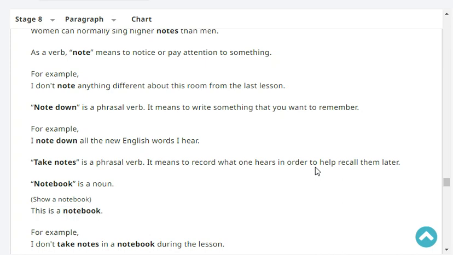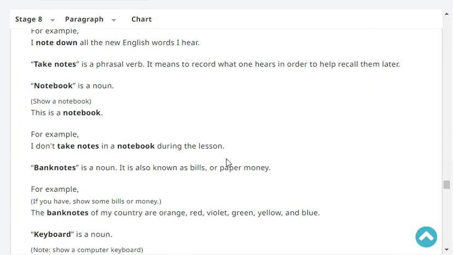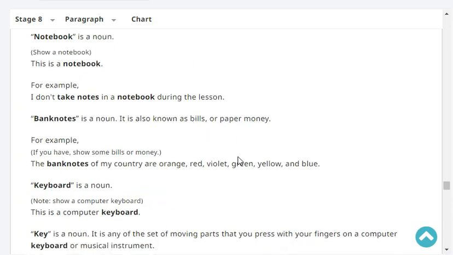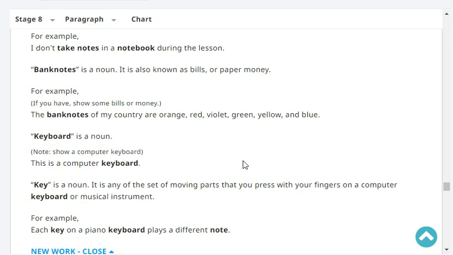Notebook is a noun. For example, I don't take notes in the notebook during the lesson. Banknote is a noun. It is also known as bills or paper money. For example, the banknotes of my country are orange, red, violet, green, yellow, and blue. Keyboard is a noun. Key is a noun. It is any of the set of moving parts that you press with your finger on a computer keyboard or musical instrument. For example, each key on a piano keyboard plays a different note.